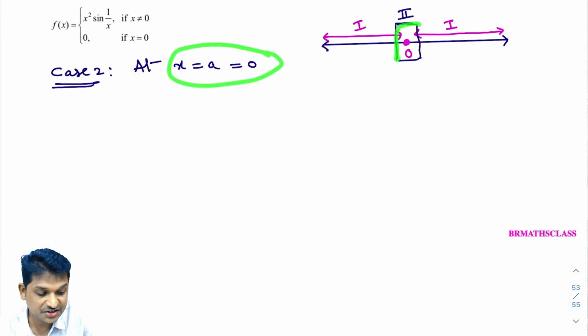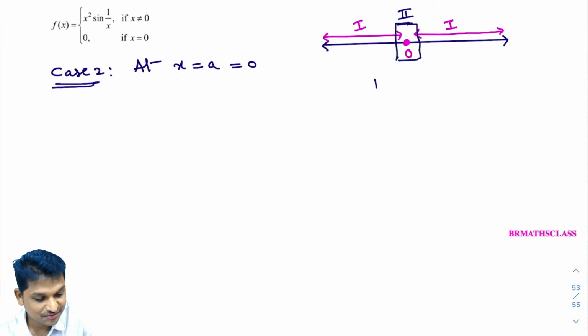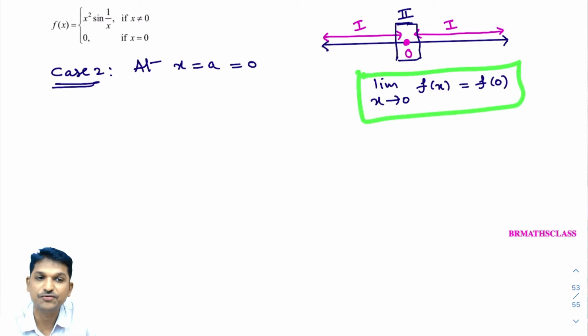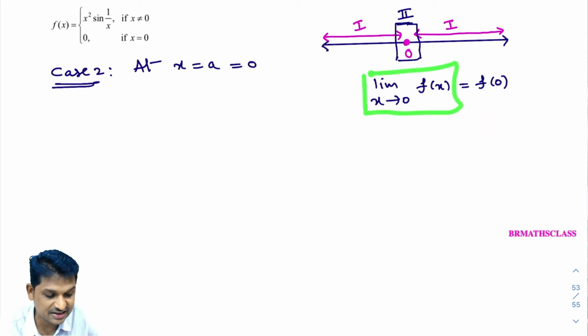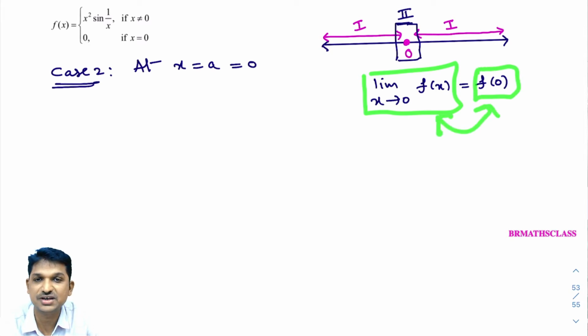When we say a function is continuous at x equal to 0, from the beginning of this chapter we are discussing this point. When we say a function is continuous at x equal to 0, the answer is limit x tends to 0, f of x equals f of 0. If limit x tends to 0, f of x equals f of 0, then we say that the function is continuous at x equal to 0. So, to check the continuity at x equal to 0, I need to check this condition. First, I will calculate this one. Next, I will calculate f of 0. If both are equal, then I can say that the function is continuous at x equal to 0.